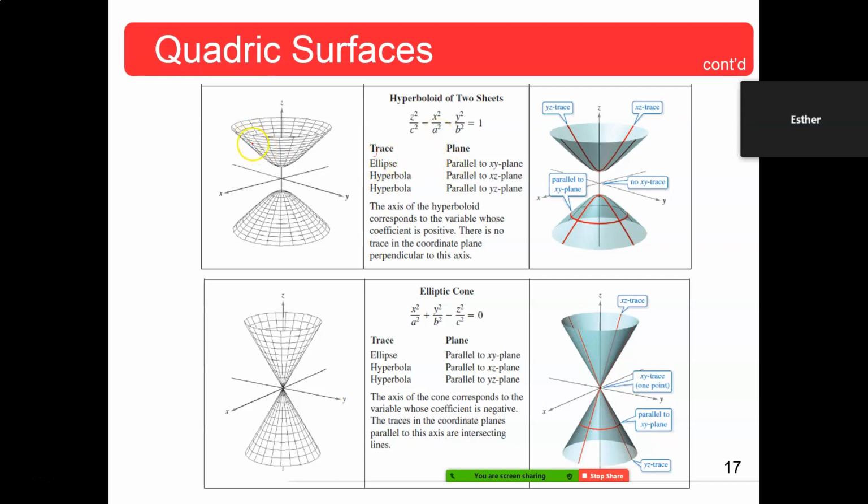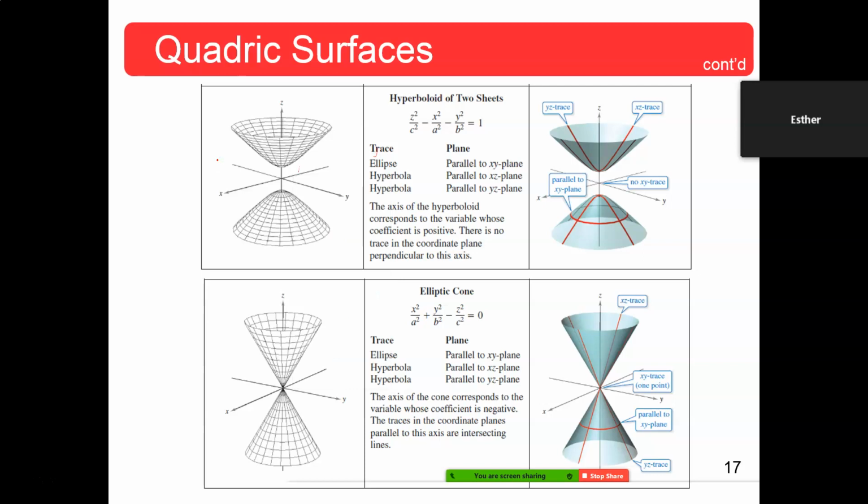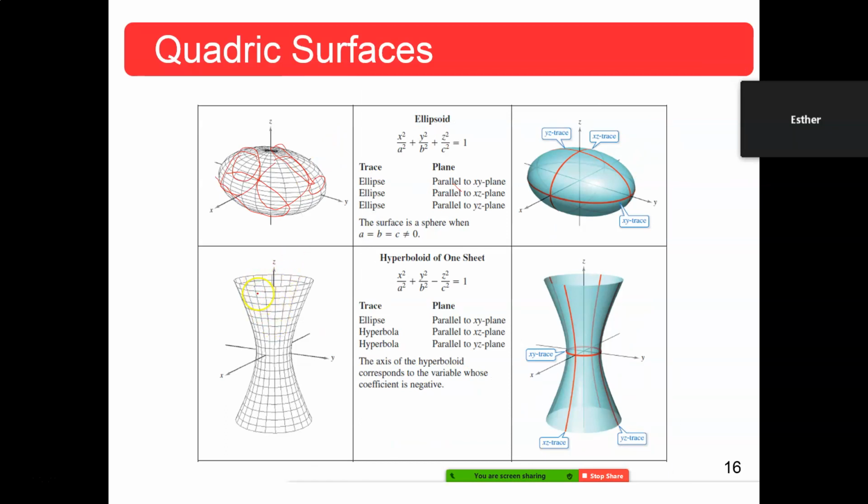But you have hyperbolas in two dimensions, two of your traces, and an ellipse in one trace. The difference being the traces here are that way and this way and this way and that way, whereas in one sheet the hyperbolas are that way and this way.